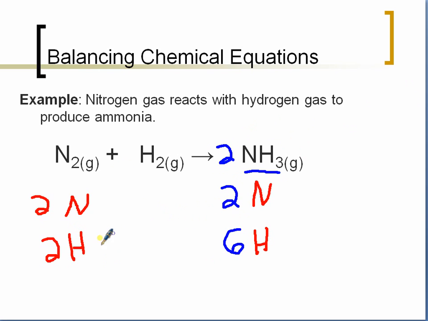I need 6 hydrogens on the right, so I'm going to need 6 on the left. So I'm going to put a 3 here because 3 times 2 is 6 and that would balance that out. Oops, not a 3. I'm going to put a 6 there. There we go. That is now a balanced chemical equation. 2 nitrogens, 6 hydrogens on both sides. This is now balanced. Let's go on to another example.